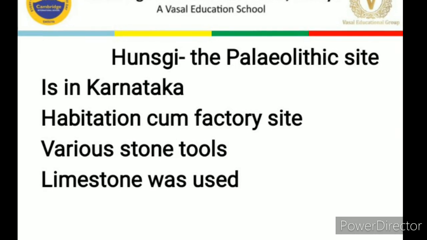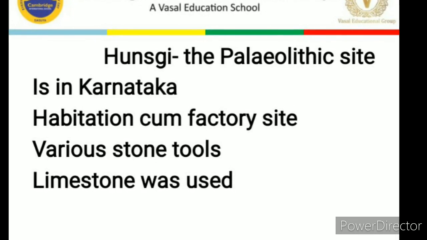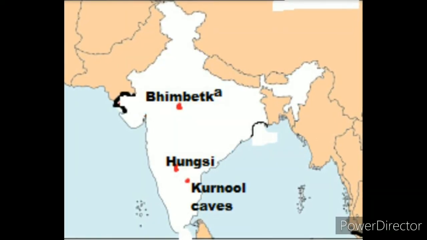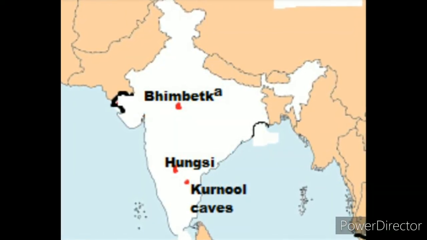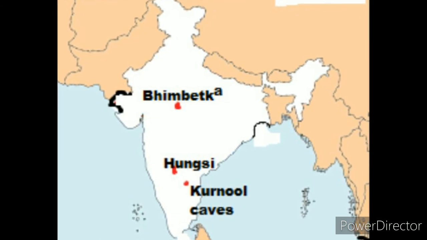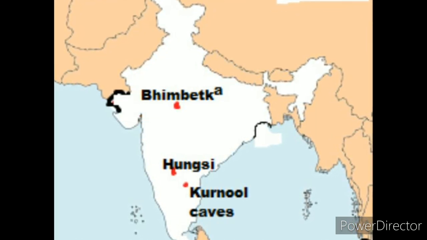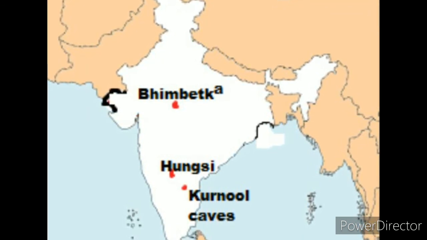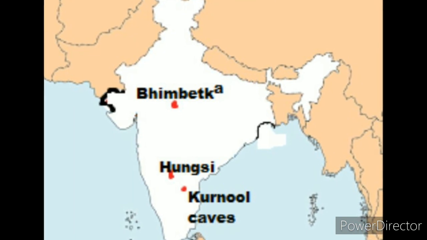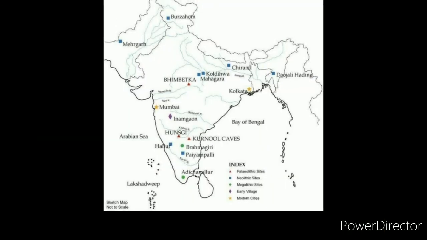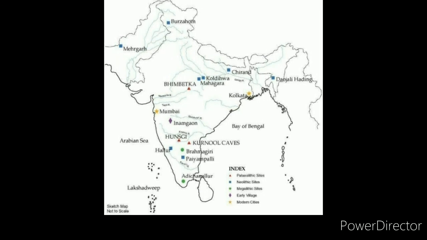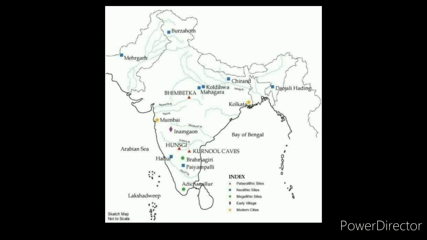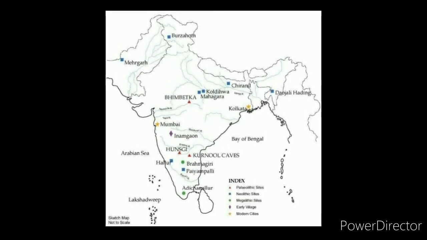So dear children, that's all about today's session. I hope you all have enjoyed it. Let's recapitulate. Firstly, we have discussed the different types of sites: habitation sites, factory sites, habitation cum factory sites. Then we have discussed the three stone ages: the Paleolithic Stone Age, the Mesolithic Stone Age, and the Neolithic Stone Age. Then we have discussed Hansgi, the Paleolithic site which was found in Karnataka.